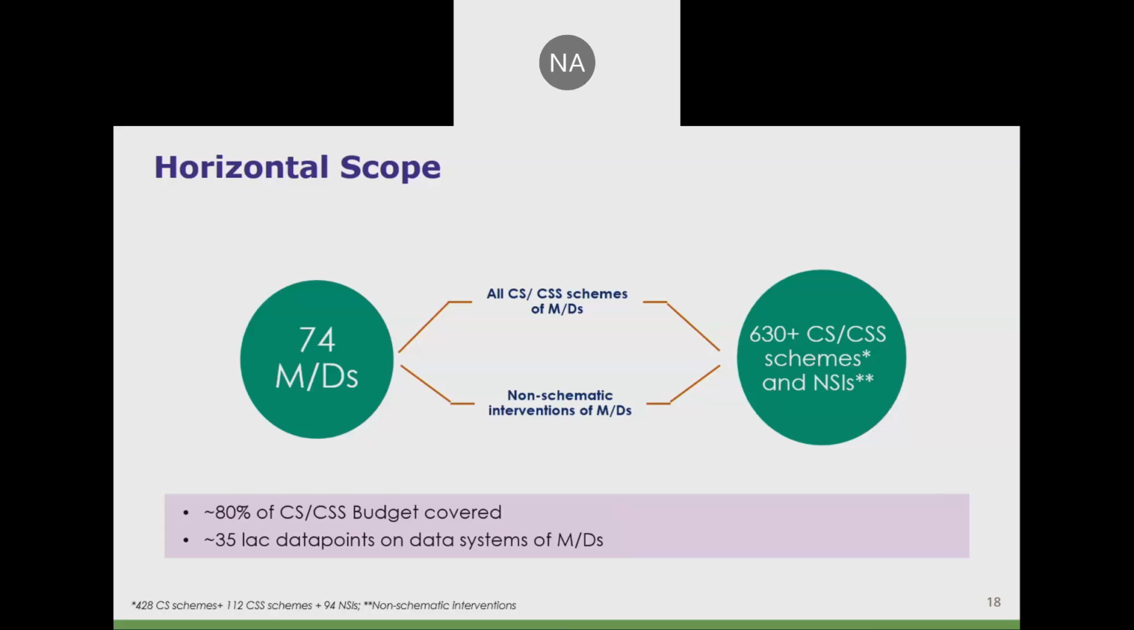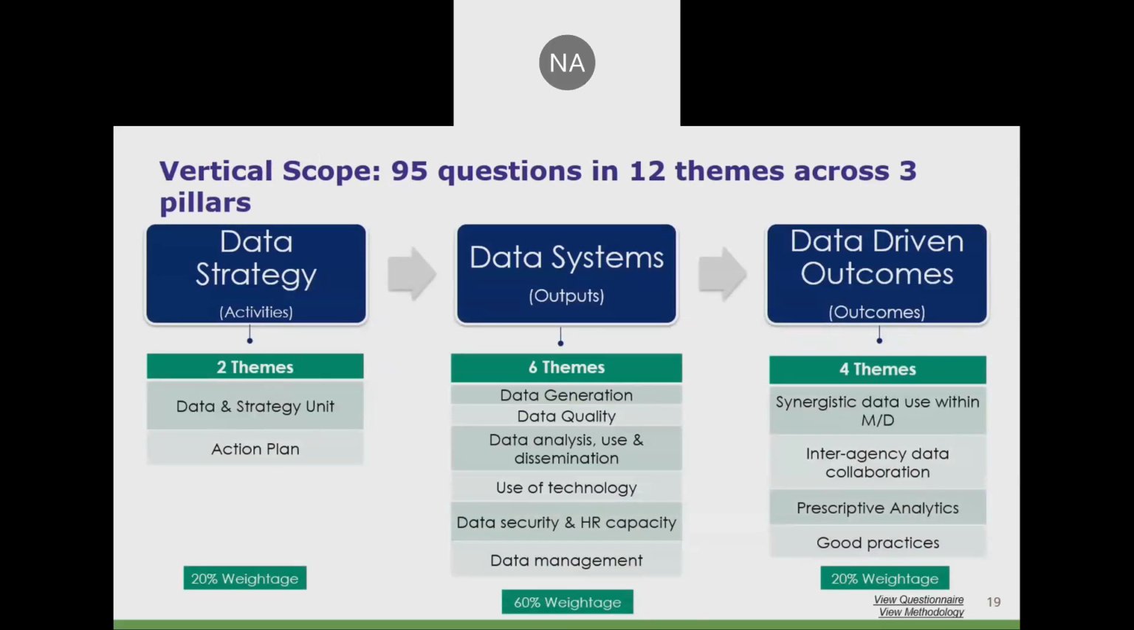With this scope, approximately 80% of the ministries were covered, over 35 lakh data points on the data systems of these ministries and these schemes to measure their data maturity levels. Next slide, please. So for all of these ministries and schemes, what was the vertical scope of the exercise, what were the kind of parameters that we used to measure the data maturity is what is explained in this slide.